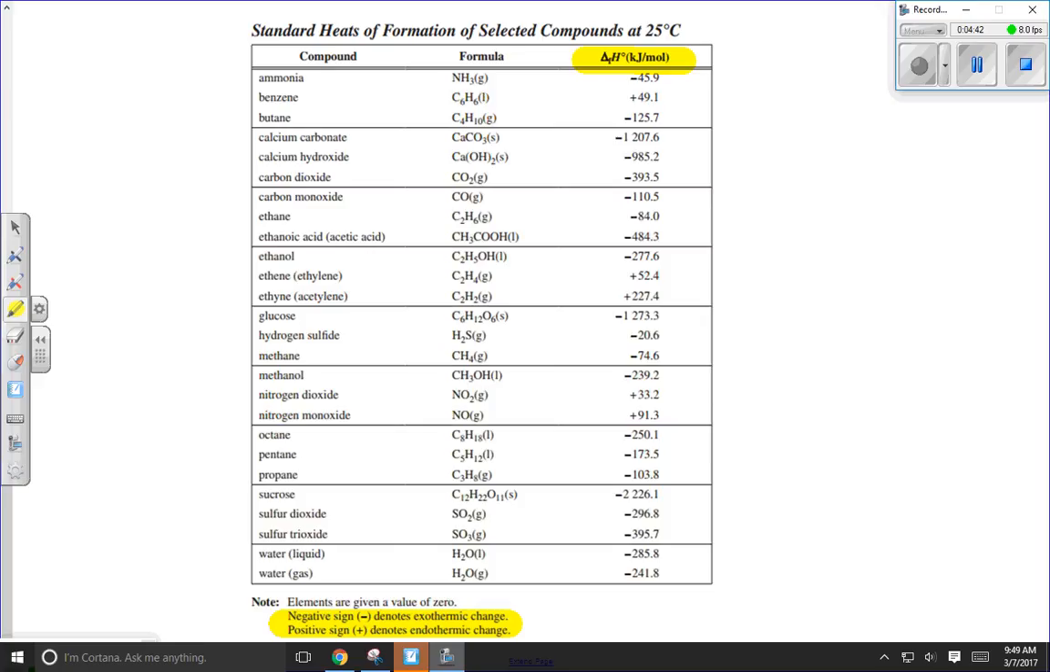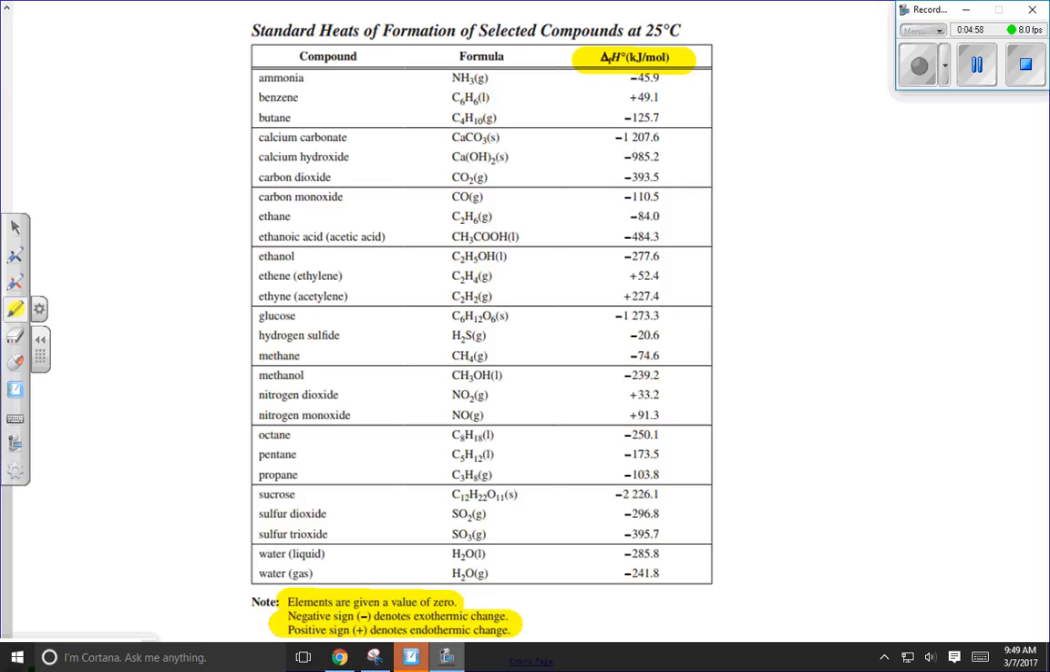The last thing we have to look at here is the other note, a very important note, which is that elements are given a value of 0. And the reason that's important is that in a combustion reaction, there is an element involved in that chemical equation. The element is oxygen, which means the heat of formation of oxygen is 0.